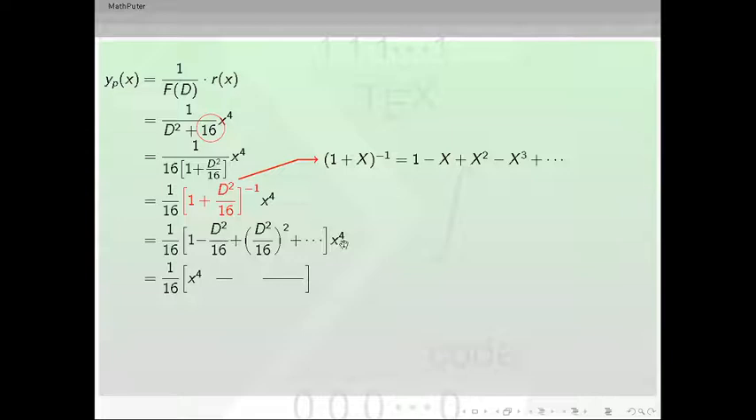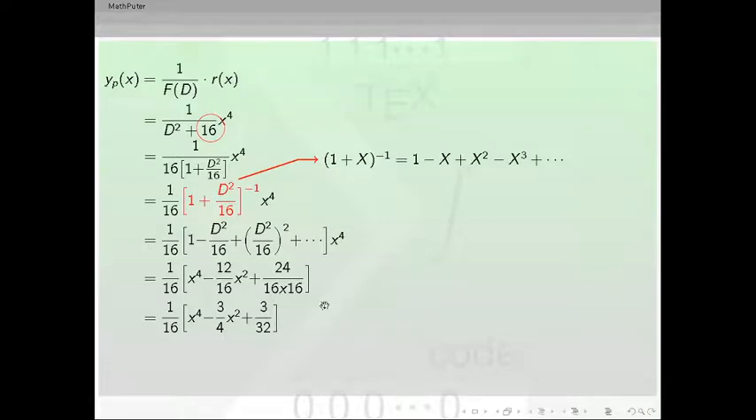The second derivative of x raised to 4 is 4 into 3, which is 12 x square upon 16. This is the fourth derivative, which is 4 factorial, actually 24, divided by 16 square, right? Okay, so let us simplify this. This is not a tough task. Minus 3 upon 4 x square plus 3 upon 32. This is yp(x). This is the same as we have evaluated.